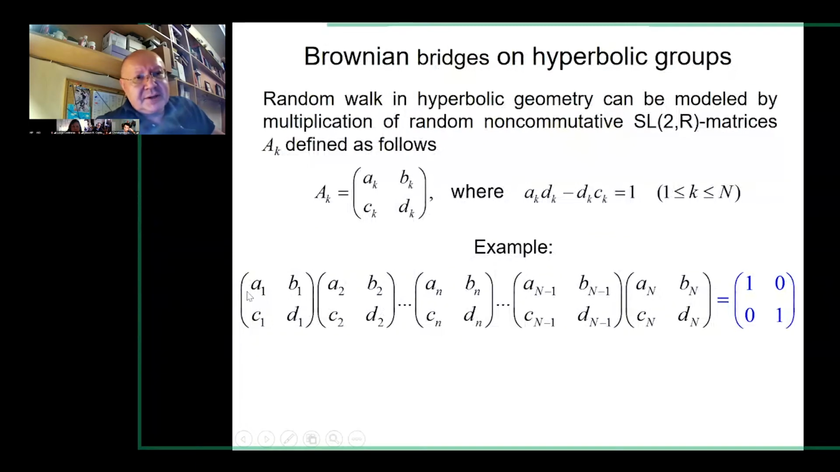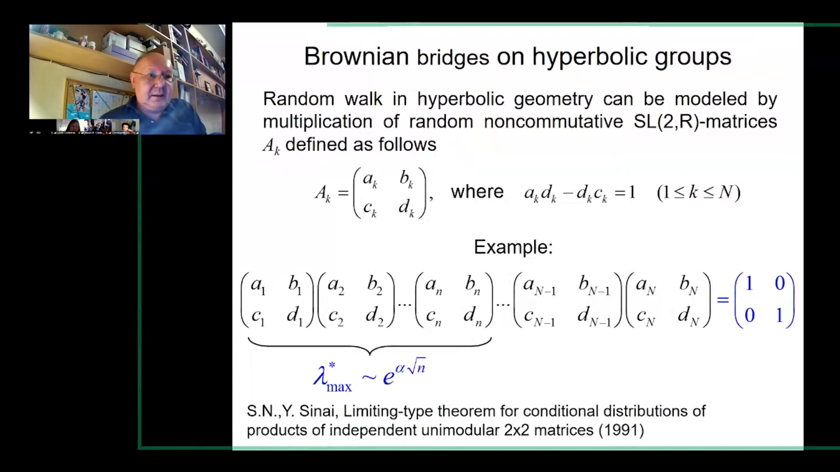Of course, the Lyapunov exponent of the whole chain is not interesting, since we return to the initial point, so it is 0. But how the highest eigenvalue of the first, for instance, half of these matrices grows is an important question, and the answer is like that. One can compute, one can show.